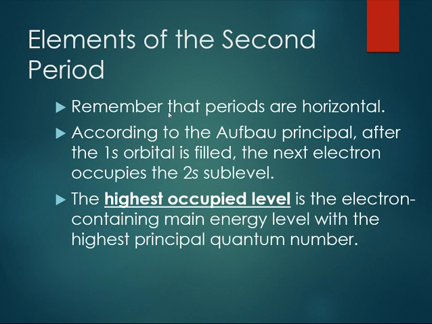So remember that periods are horizontal on the periodic table. And according to the Aufbau principle, after the 1s orbital is filled, the next electron occupies the 2s orbital. The highest occupied level is the electron-containing main energy level with the highest principal quantum number. So n equals whatever, wherever that last electron is, that's the highest occupied level.